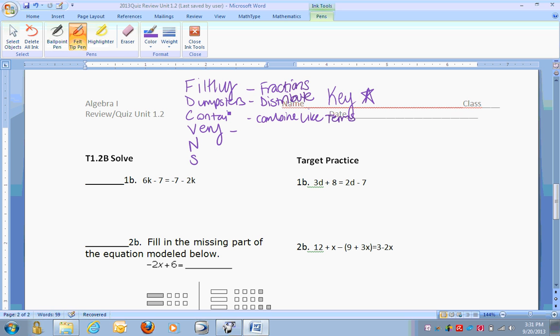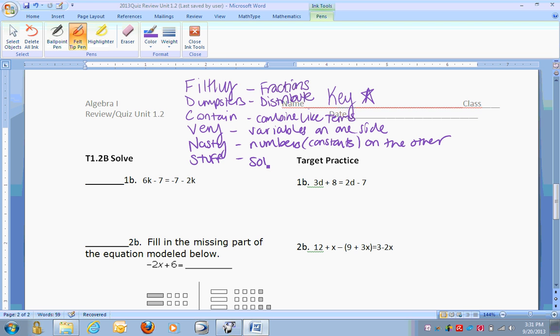Contain, not contains, is variables on one side. Nasty stands for numbers or constants on the other. And then stuff stands for solve. That's the last thing, to solve for the variable.